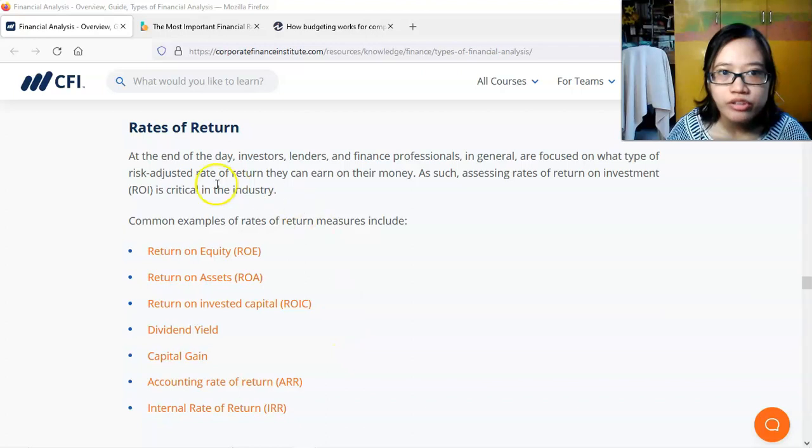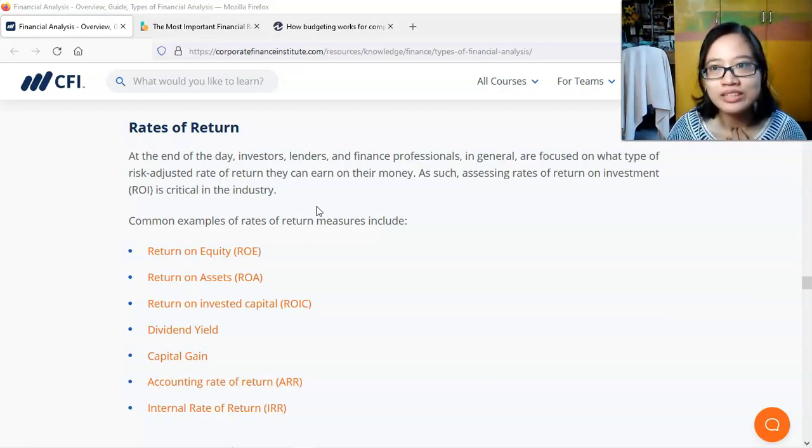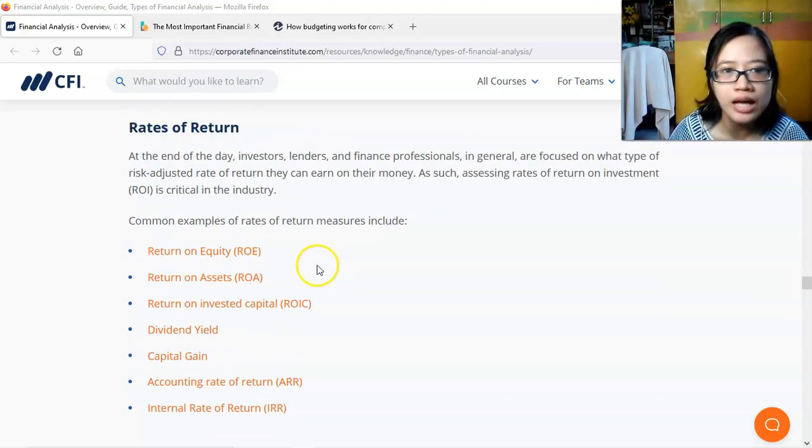Next, we have rates of return. Investors, lenders, finance professionals are focused on what type of risk-adjusted rate of return they can earn on their money. So, they assess rates of return on investment in the industry. ROI, return on investment. Magkano ang kikitain ko dyan sa investment na yun kapag nag-invest ako dyan. Okay? So, ito yung various measures na ginagamit.